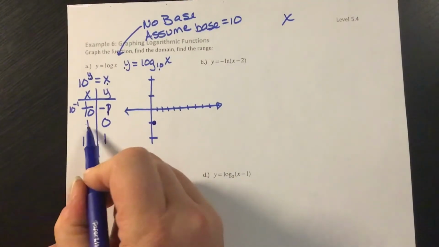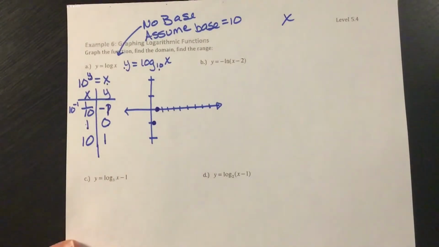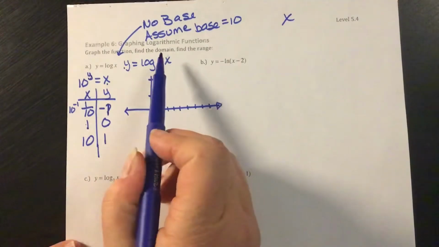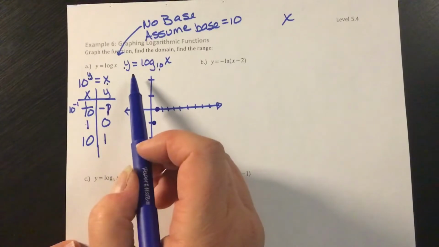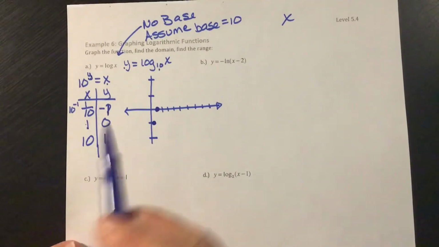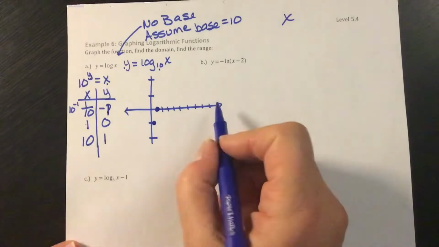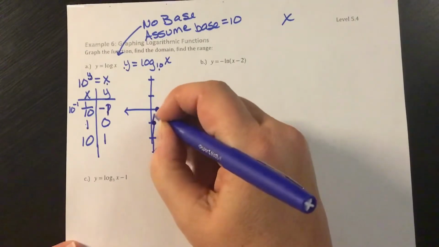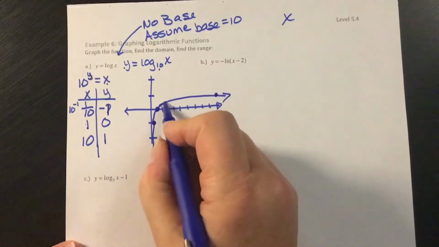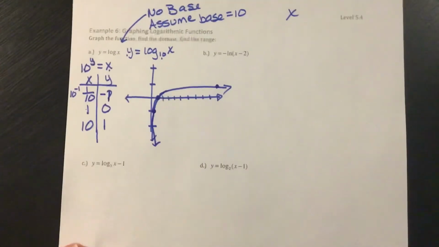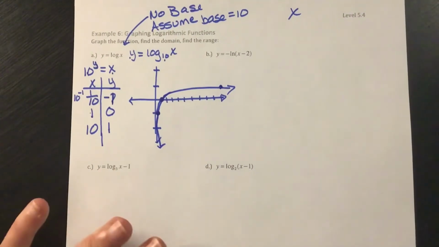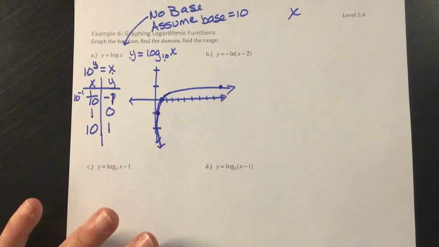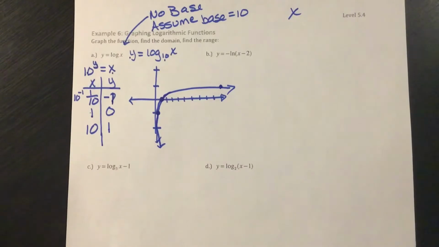Then I have over 1, up 0, and remember the x-intercept of 1 is in our logarithm graph unless it's being shifted. And then I have over 10, up 1. So here's 10, up 1. So my graph of this is looking like this. Remember, it doesn't hit the y-axis, because the y-axis is a vertical asymptote. All right, so there's my graph of log of x.